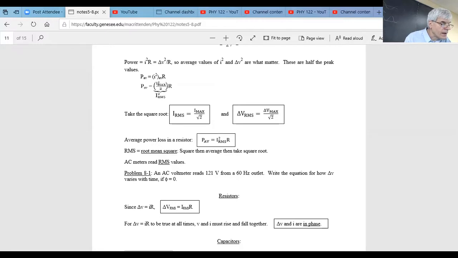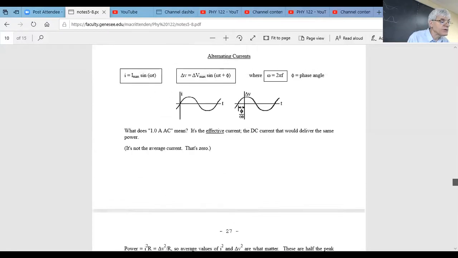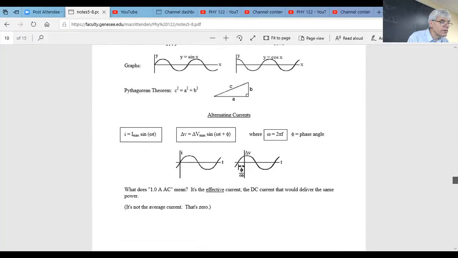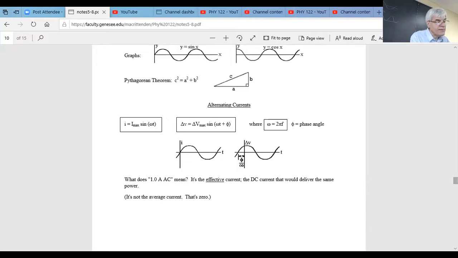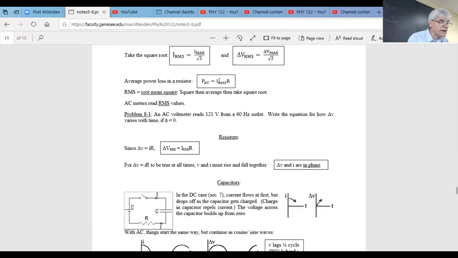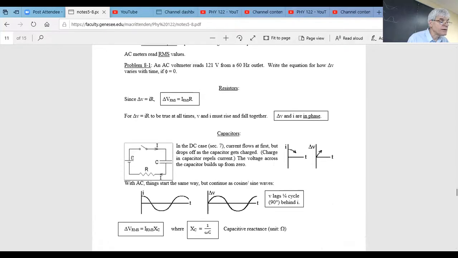Well, anyhow, I've babbled about that for long enough, I think. So there's a problem for you to do. Basically, it's asking you to take the numbers given in the question. We have a formula for voltage as a function of time. You need to come up with numbers to stick in there for Vmax and omega. And so you get a formula for voltage as a function of time in this particular outlet.